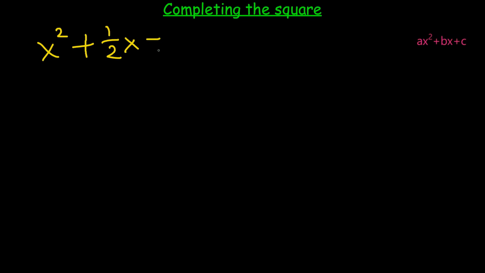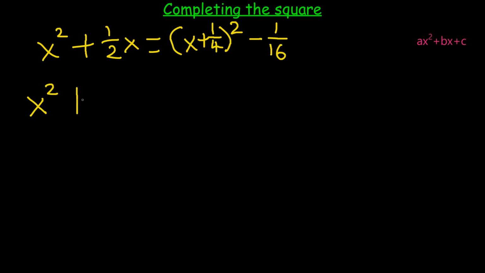Okay, here we go. Now, as before, we set up our framework like this, and we put half of the coefficient of x here. So x plus half of the coefficient of x. Half of a half is a quarter. But we need to subtract the square of this number as well. So we take 1/16 away from that.